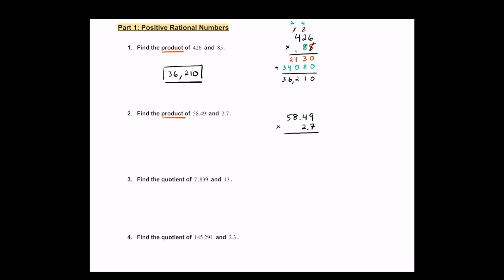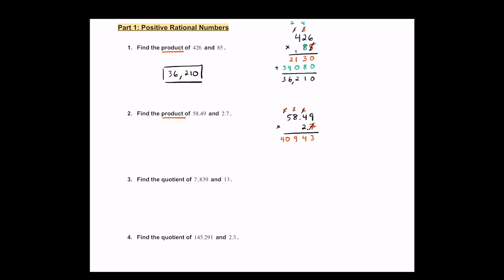Okay, so I'm going to go ahead and start with this 7 here. 7 times this 9 is going to be, what, 63? Put the 3, carry the 6. 7 times 4 is 28, plus the 6 is going to be 34, carry the 3. 7 times 8 is 56, plus the 3 is going to be 59, carry the 5. 7 times 5 is 35, plus the 5 is going to be 40. Okay, so done with the 7, done with these carried numbers here.